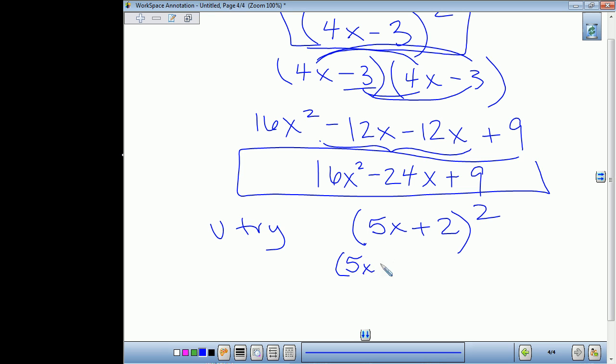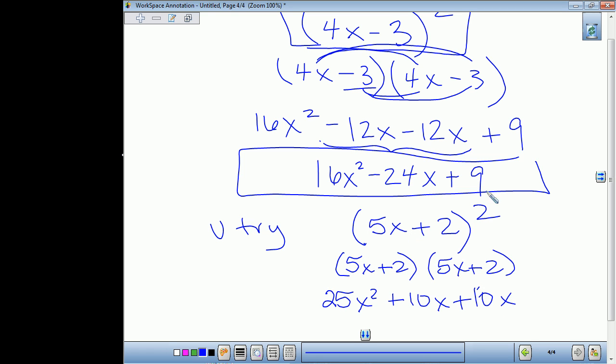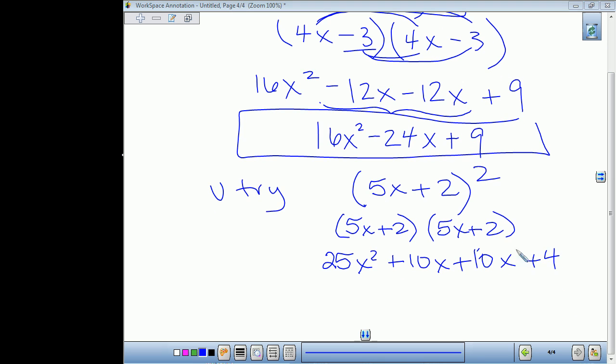Okay, so we write it out twice, and then we multiply. 5x times 5x is 25x squared, and then a positive 10x, and then another positive 10x. That's going to happen every time we square a binomial. Whatever the middle two are going to match, so we end up doubling that product every time. So you get 25x squared plus 20x plus 4.